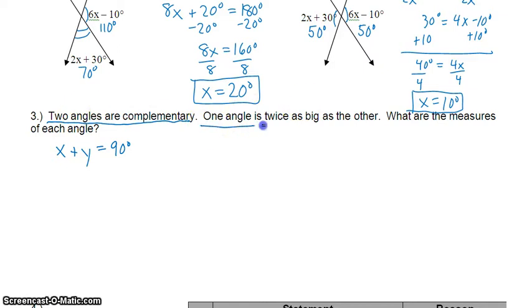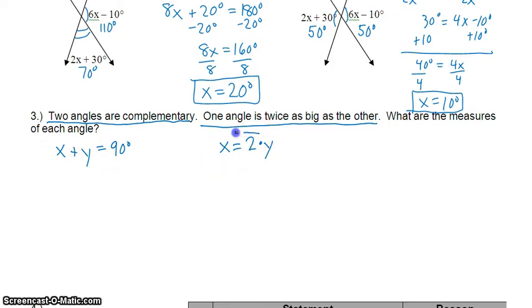Our second sentence is our second equation. One angle is twice as big as the other. We'll start with one angle. I'm just going to pick x. Is becomes equals. Twice as big: the operation is multiplication, times 2. So if one angle is twice as big as the other angle, x equals 2 times the other angle, 2y. So how do we combine these two equations?